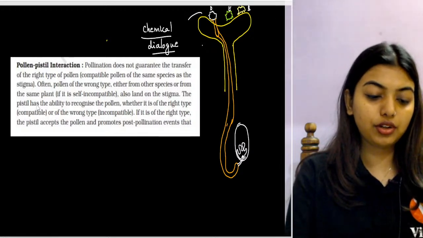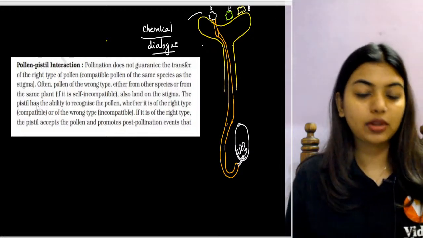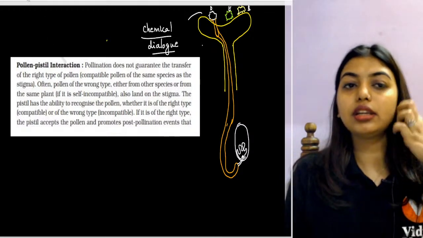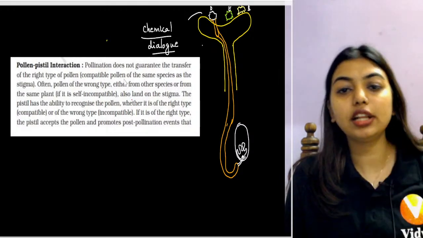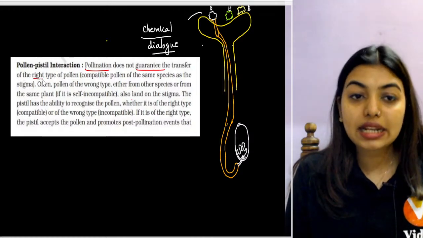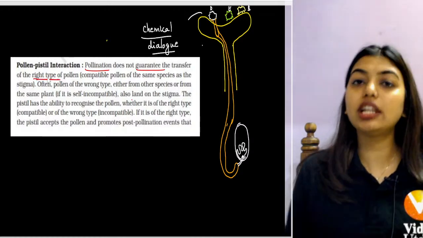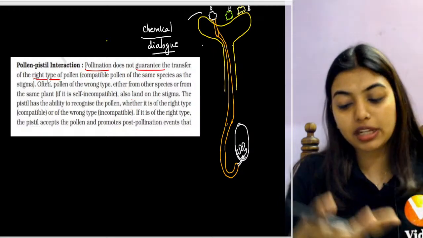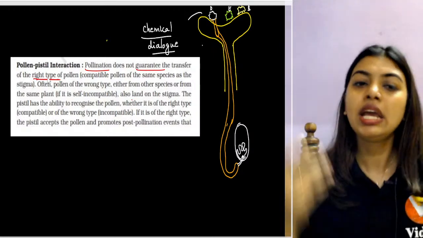Clear or not, all of you? Okay, chalo. So the compatibility depends, right? So what is going to happen, students? The pollination does not guarantee the transfer of the right type of pollen. I told you they are not delivery people. They will not look at the location and be like, okay, this pollen has to fall in this stigma.